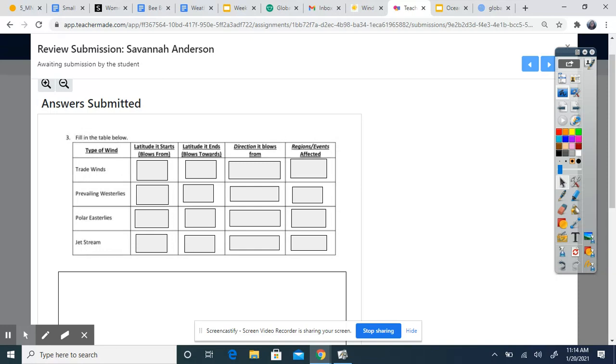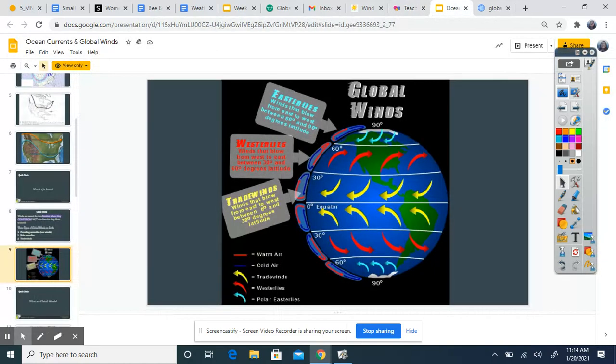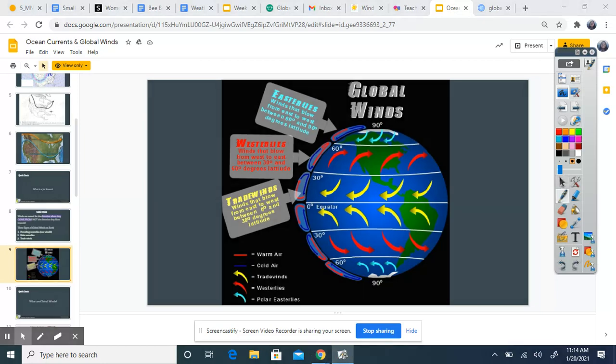So we need to figure out the latitude it starts or blows from, the latitude it ends or blows towards, the direction it blows from, and the regions affected. So if we go back to our chart, we want to figure out the latitude it starts from and the latitude it ends at. So we're looking at trade winds here. Here's our trade winds, the two middle ones. So we need to figure out the latitude it starts from.